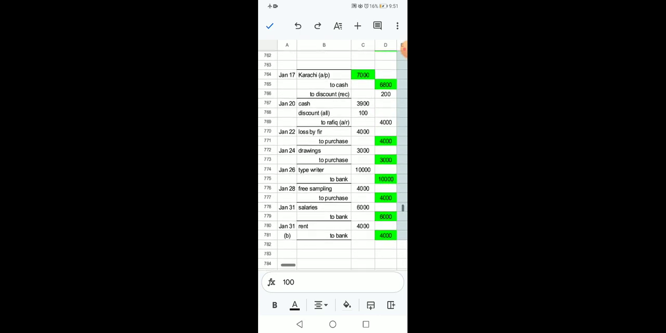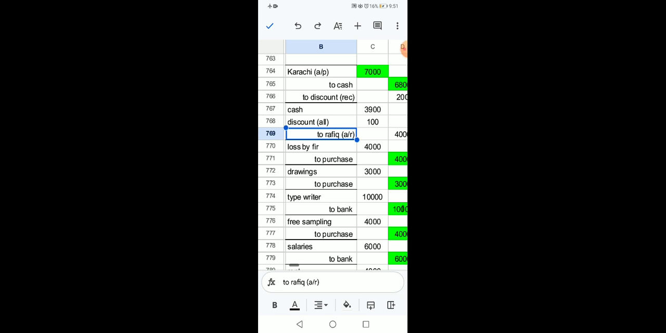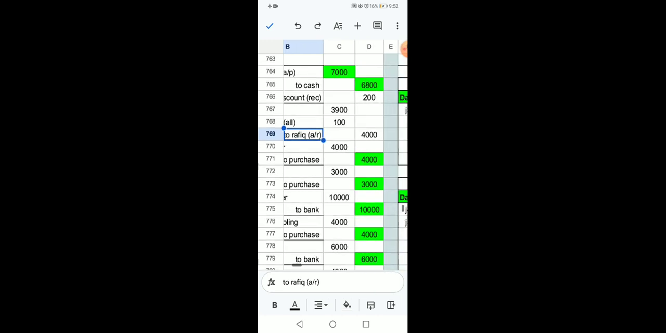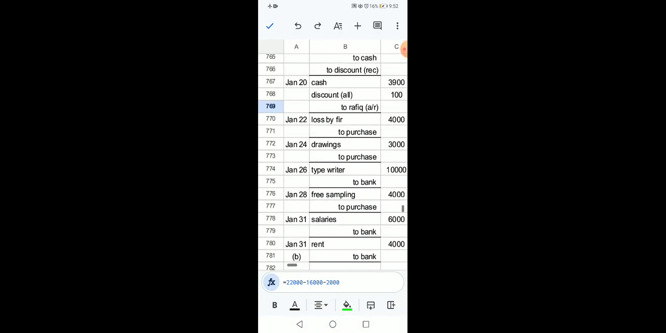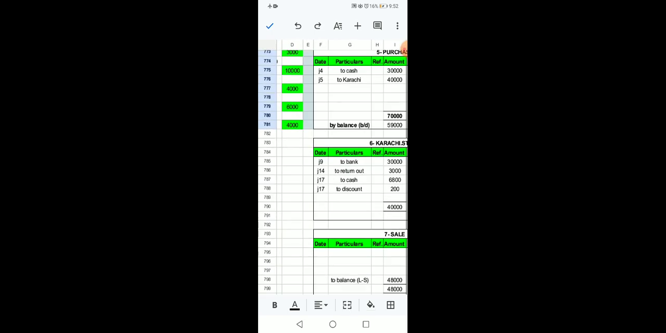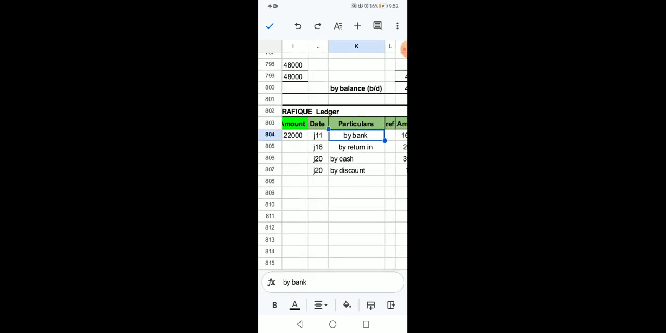It means January 20 for Rafiq is completed. There were two references, cash and discount, but actually it is the account of Rafiq we are making. 4000 has been posted in two parts. The entry is completed. Mark it as done. See if Rafiq is present elsewhere. No. That means all entries related to Rafiq have been posted.